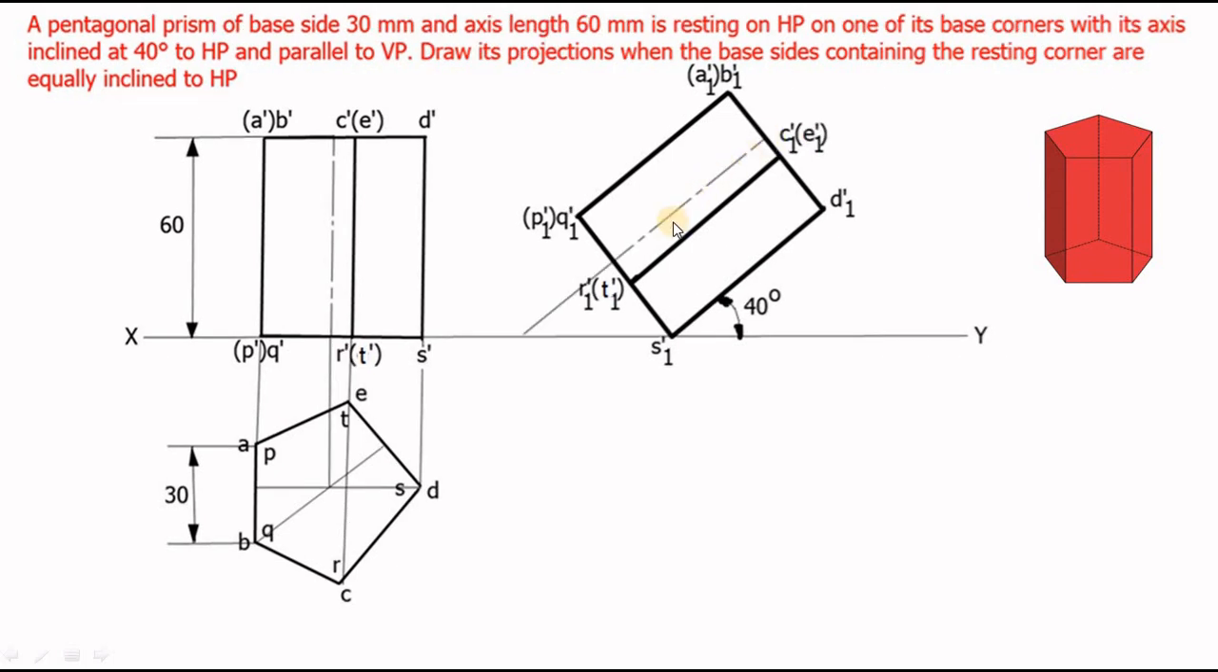So now draw the axis line. So the distance between these two should be this length. Clear? So this is the axis length. So if this is 40, this will be definitely 40. So clear? So the axis is inclined 40 degree to HP. So we have inclined the axis 40 degree to HP as per the question. Clear? So this can be marked as 40 degree.